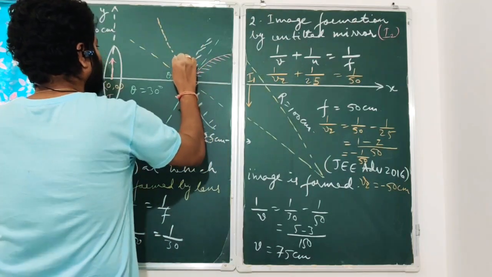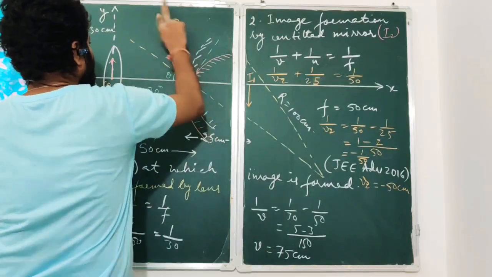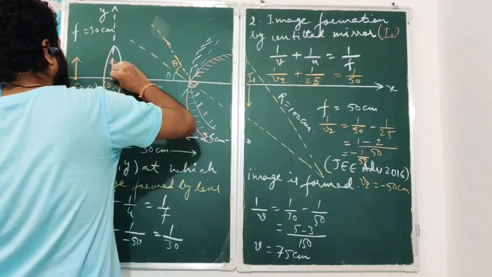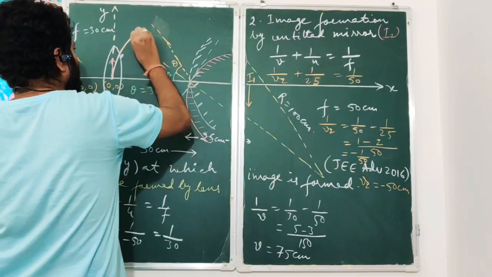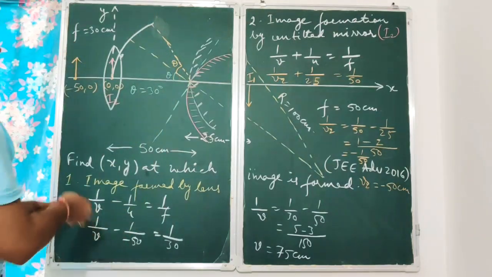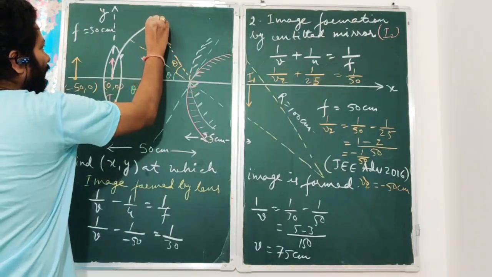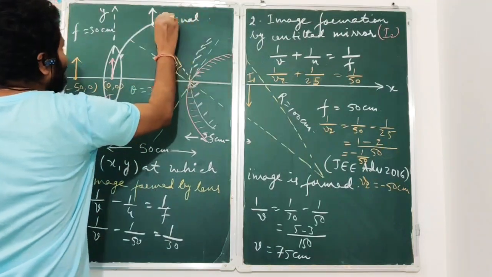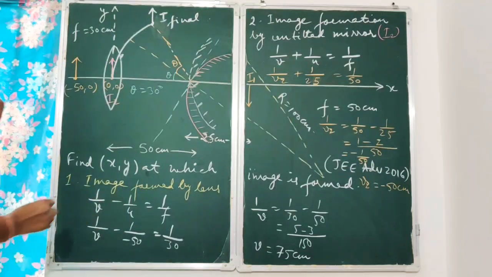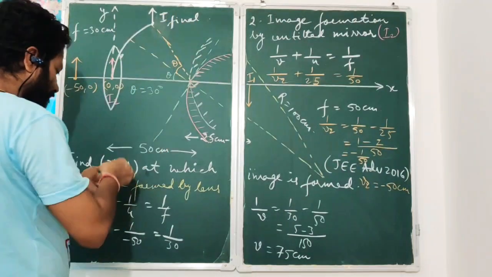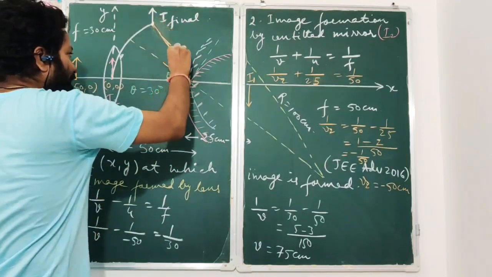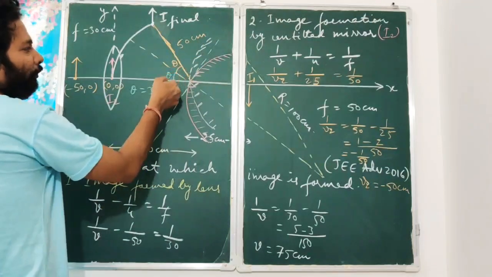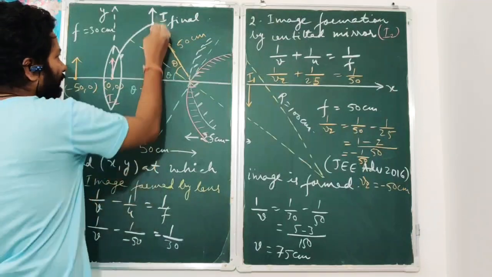This angle will also be theta, and image formation will take place such that this will lie on a circle, and somewhere here this will be the final image formation, I final. So now you can see this is 50. So what will be this side? This side will also become 50. This angle is 2 theta. 2 theta means 30 into 2, 60 degrees.